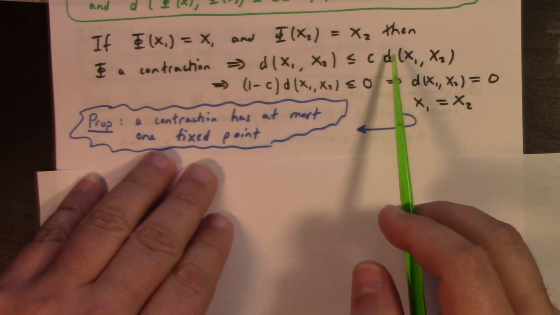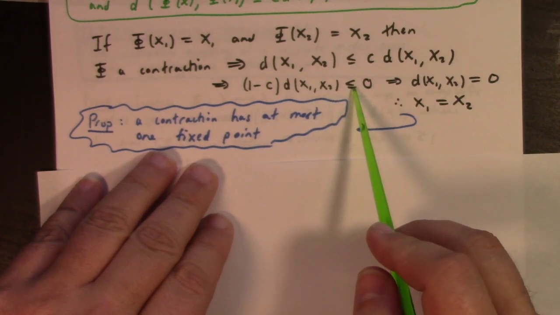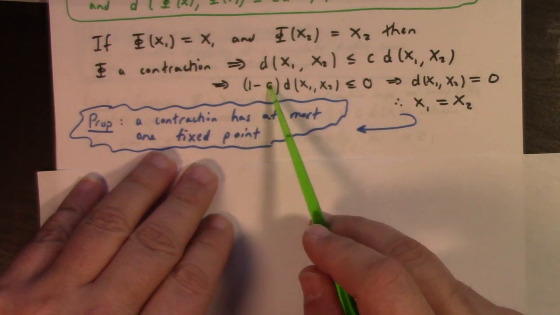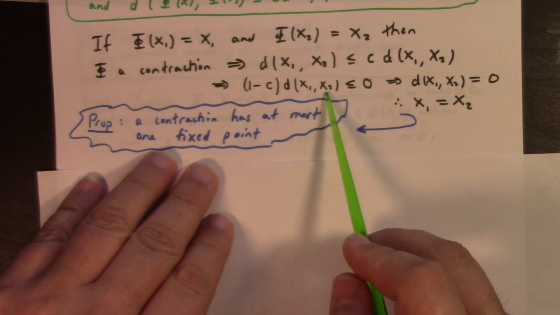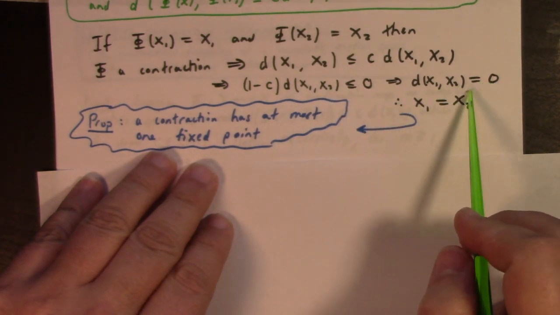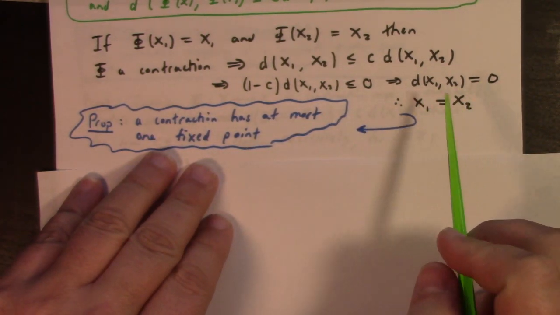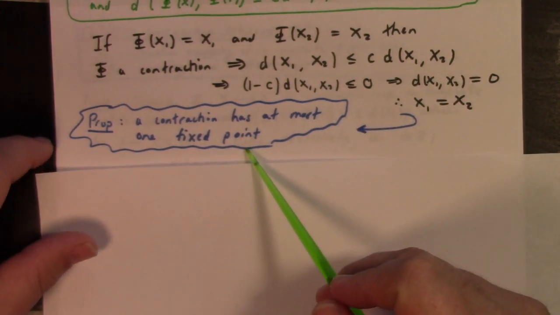But if that's the case, that means 1 minus c times the distance from x1 to x2 is less than or equal to 0. But since 1 minus c isn't 0 and the distance is non-negative, that means the distance has to be 0. All right. So the distance from x1 to x2 is 0, which means that x1 is equal to x2. Voila! A contraction has at most one fixed point.